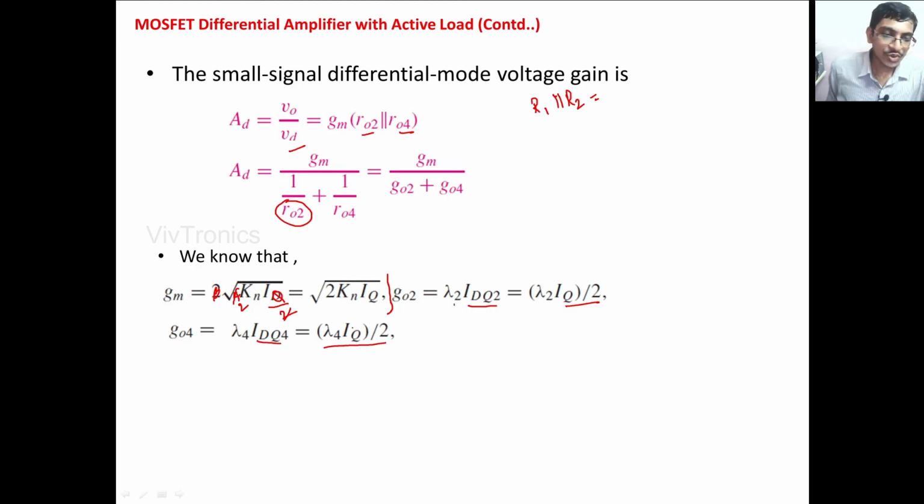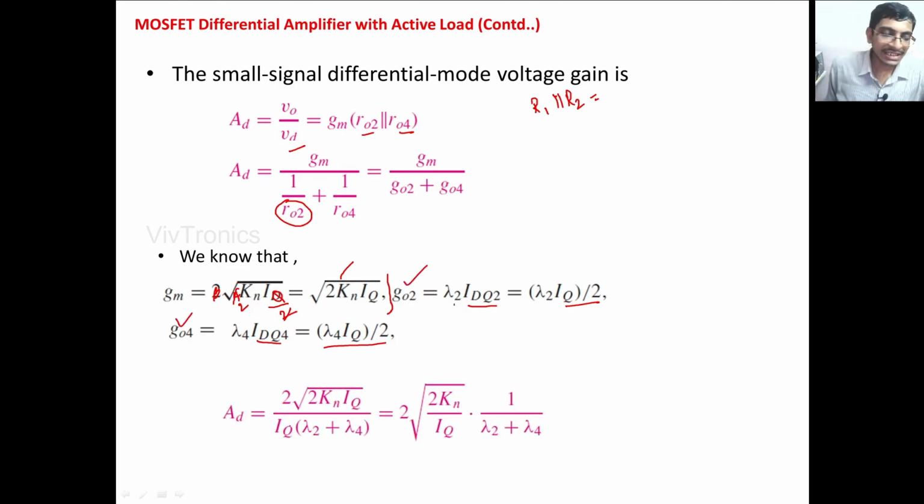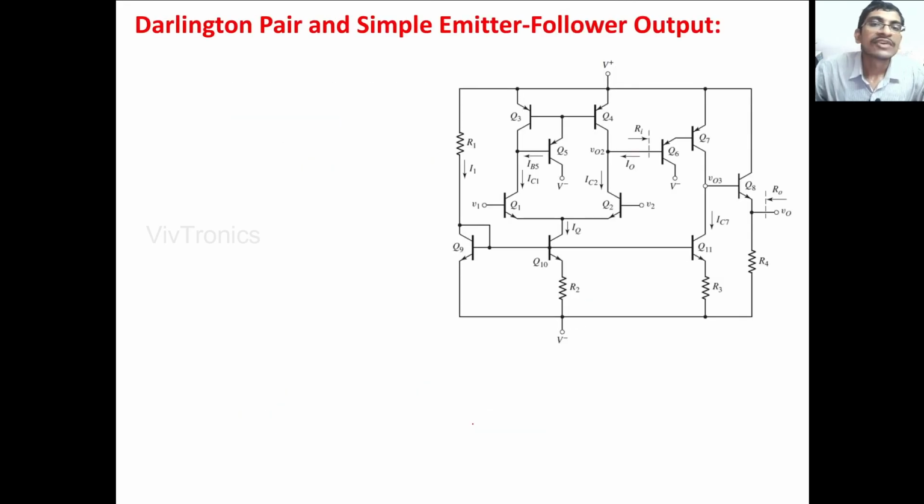When we substitute these three values, the gm value, this g02 value and g04 value, in the above equation, we get the differential gain Ad is equal to 2 into square root of 2 Kn by Iq into 1 by (lambda 2 plus lambda 4). That is the differential gain of the MOSFET differential amplifier, where Kn is the conductance parameter and lambda is the channel modulation factor. Okay, so now we have seen the differential amplifier with active load for the BJT as well as MOSFET. In the next class, we are going to see the Darlington pair and simple emitter follower circuits.